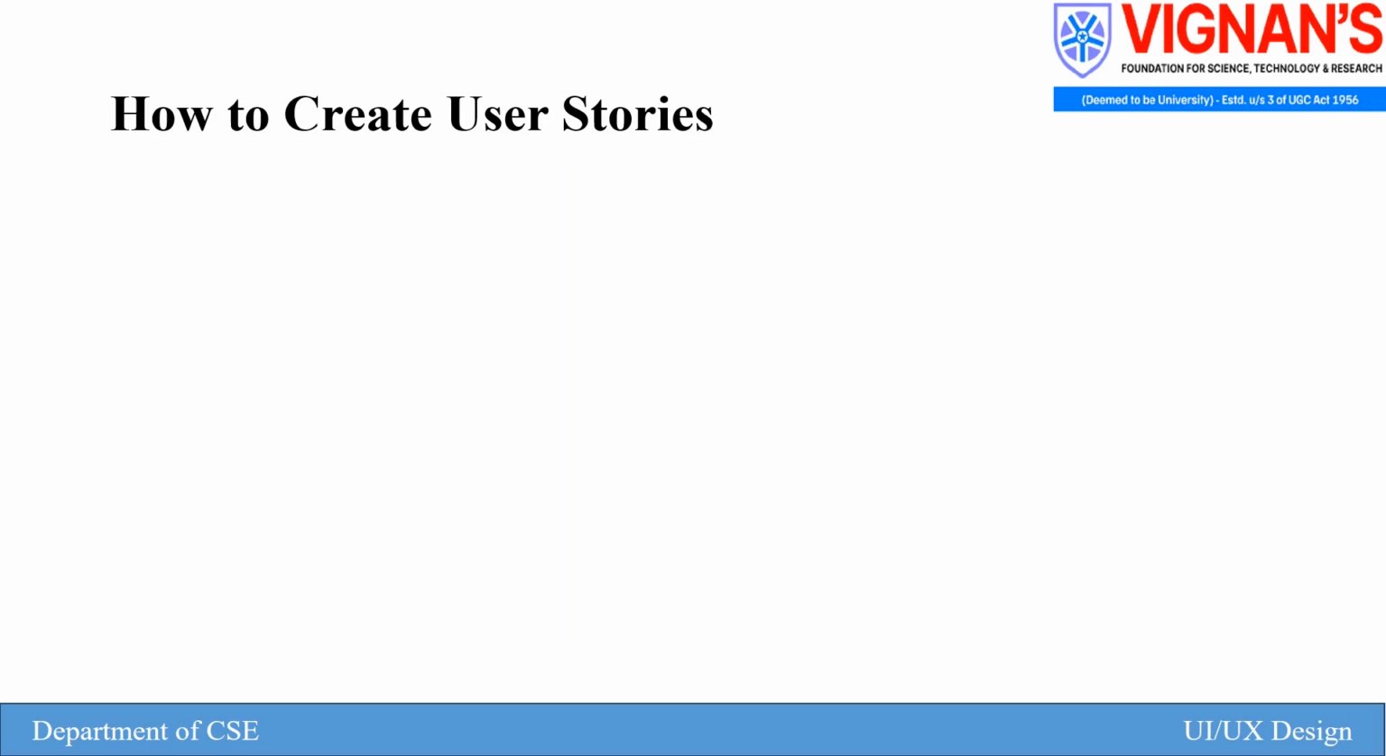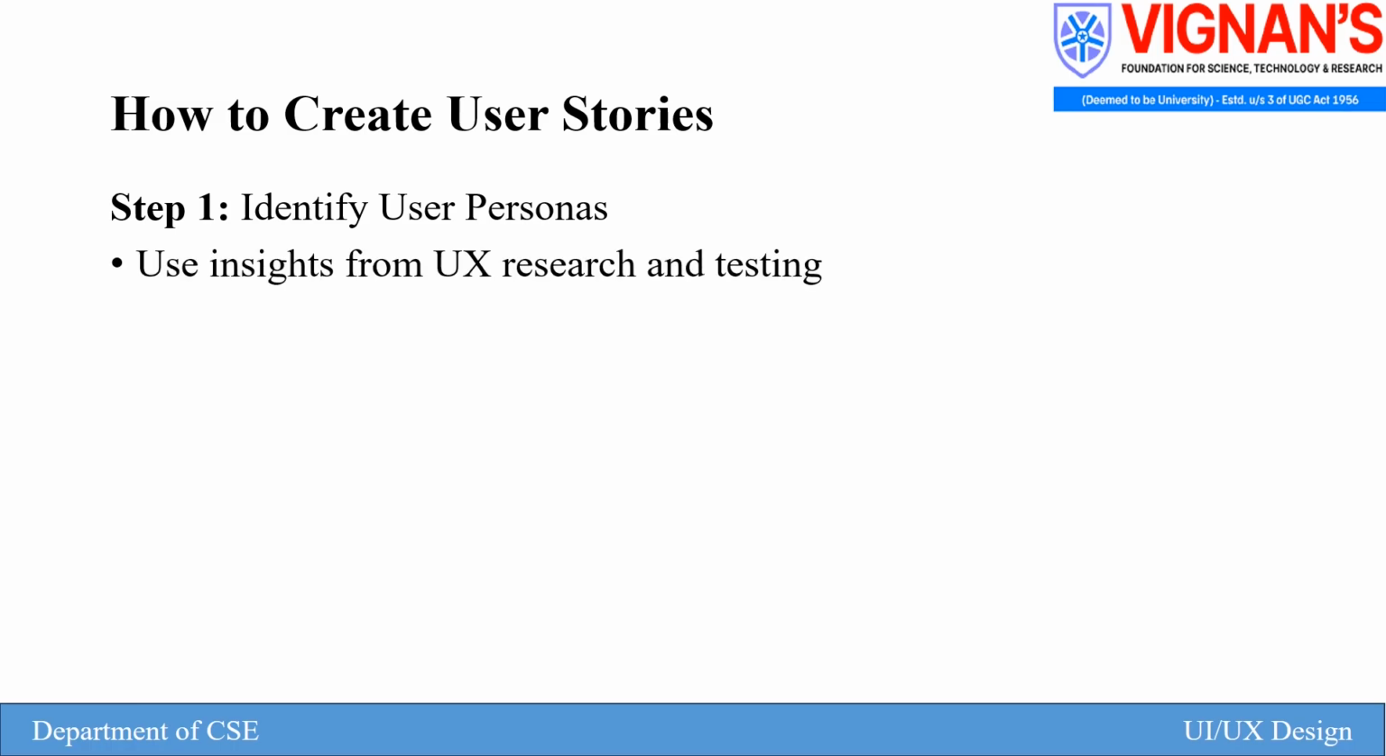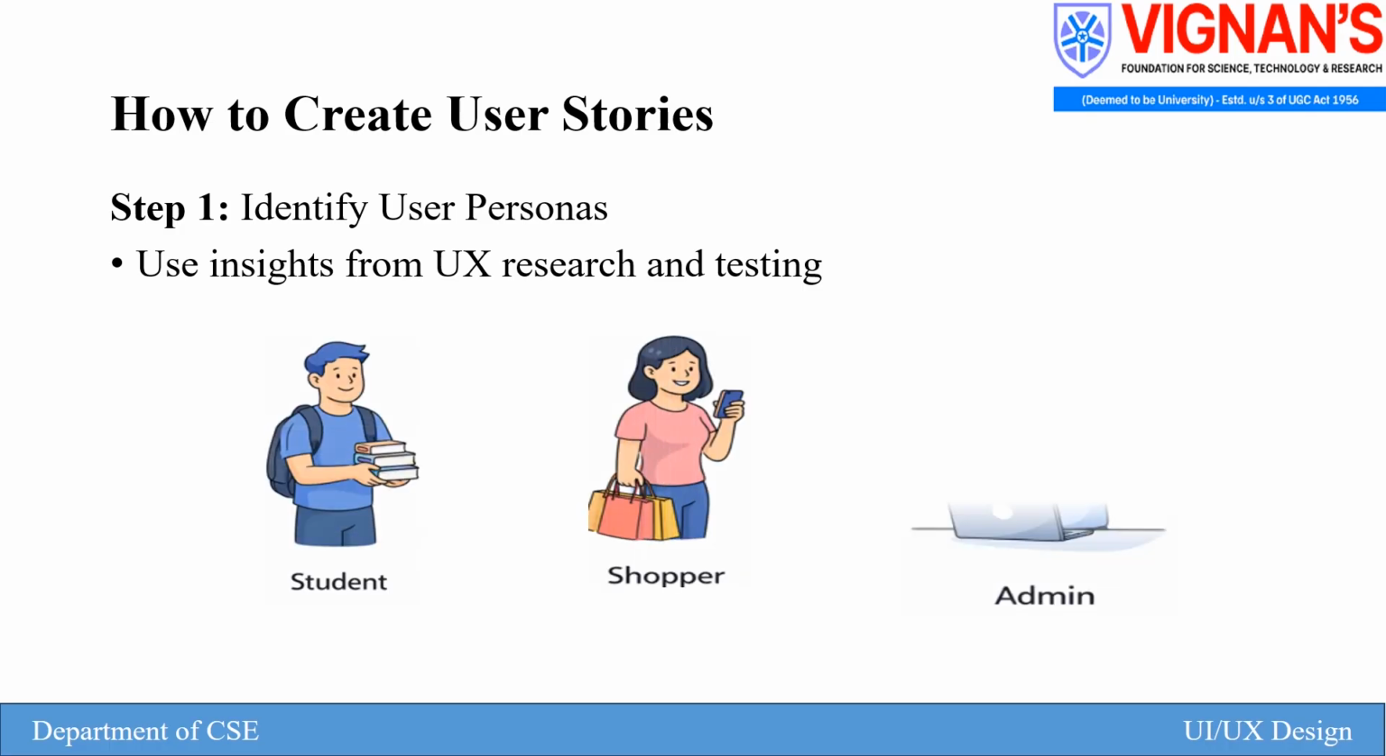How to create user stories? Step 1 is to identify user personas. User personas represent different types of users who will interact with the system. To identify them, we use insights from UX research and testing. For example, a system may have different users like a student, a shopper, or an admin. Each of these users has different needs and goals.